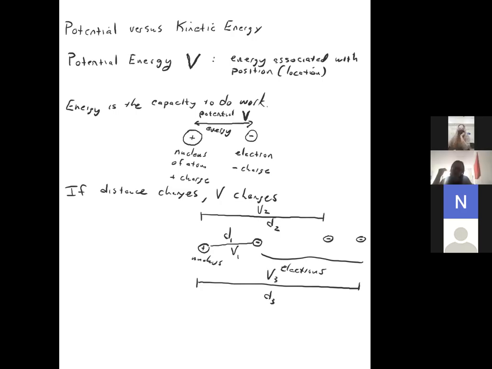And that's something that we're interested in, right? Because we want to understand what the atom is made up of and how it behaves. So the distance of the electron from the nucleus is important for figuring that out.